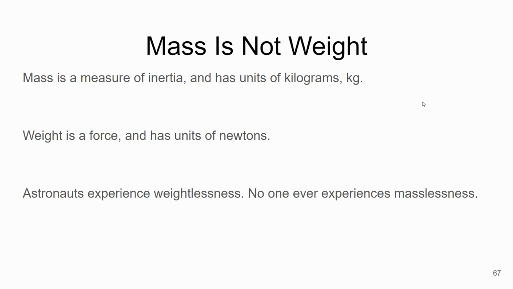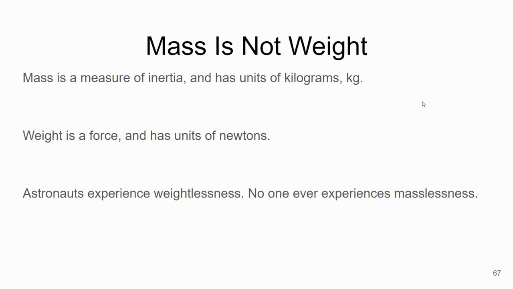So again, mass is a measure of inertia, and it has units of kilograms, kg, and mass is also a scalar, which means mass has a magnitude, but it does not have a direction. Your mass does not have a direction. Weight, on the other hand, is a force, so it has units of newtons and also pounds. Pounds is a different unit for force. And your weight is a vector. It has a direction. Your weight is down towards the center of the Earth.